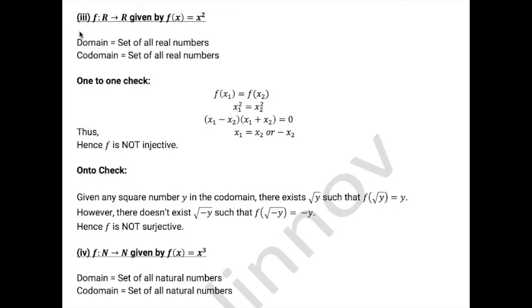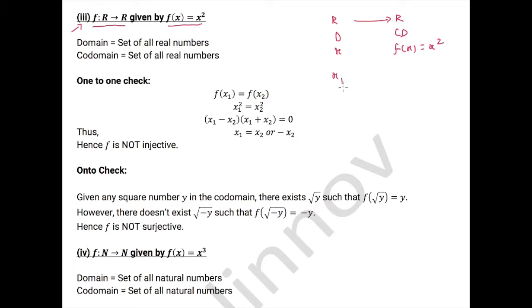Now the third subdivision. So f is defined in R to R and f of x equal to x square. So domain is set of all real numbers. So this is defined in R to R and this is x, this is f of x, which is equal to x square.